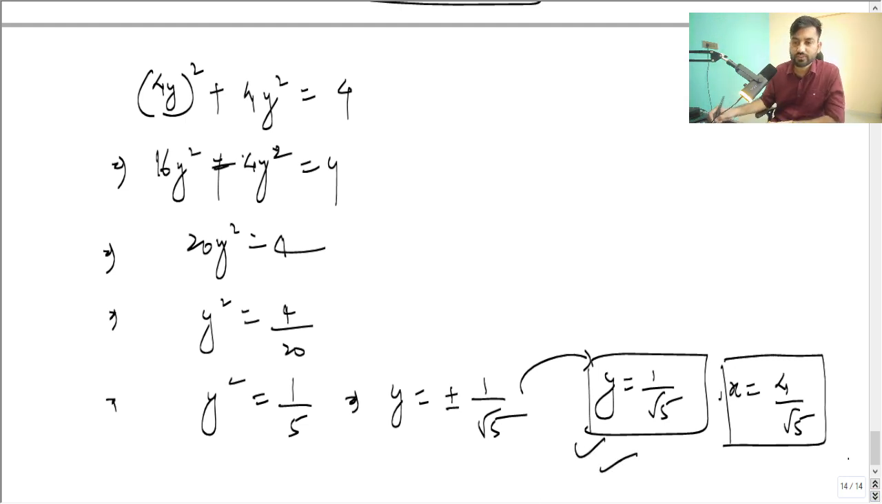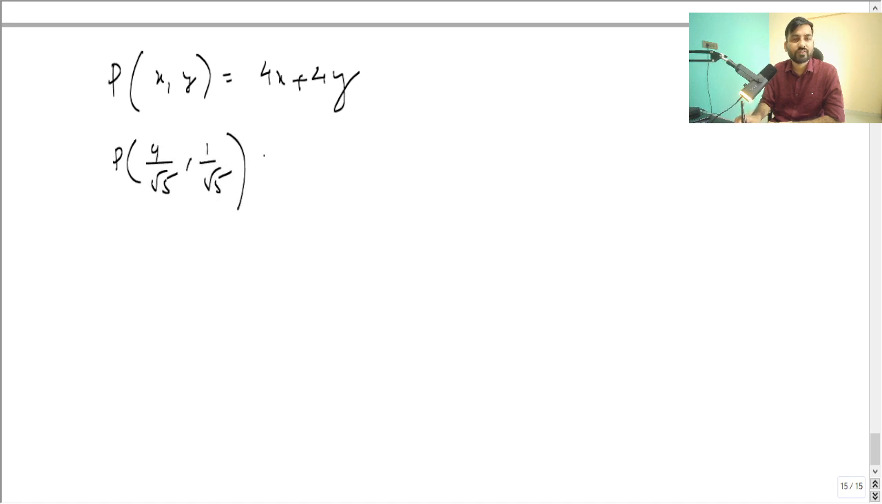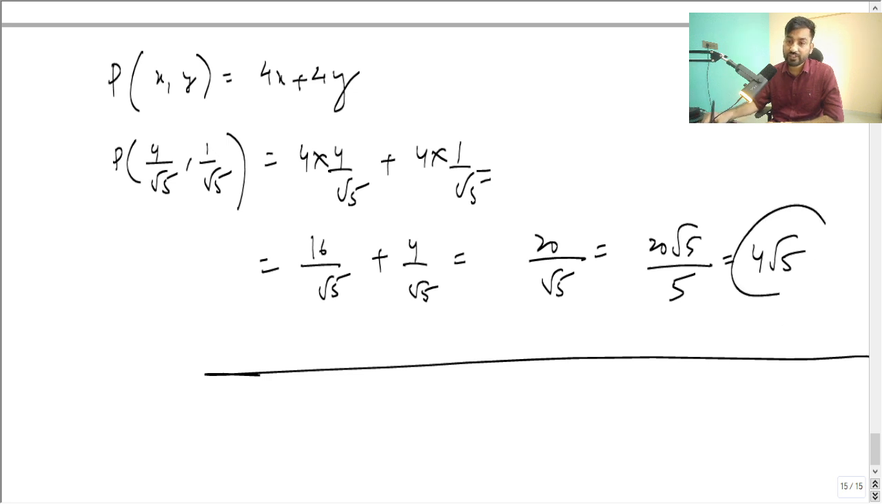Now what you can do here is, you can say that my objective function at these 2 points, x comma y, is nothing but what? 4x plus 4y, which at 4 by root 5 comma 1 by root 5 equals 4 into 4 by root 5 plus 4 into 1 by root 5, okay, and that is 16 by root 5 plus 4 by root 5, okay. You have to just solve this. So this is 20 by root 5, which you can just rationalize. So this is going to be 4 root 5, okay. So this can be the answer for this question, but there is a limitation.